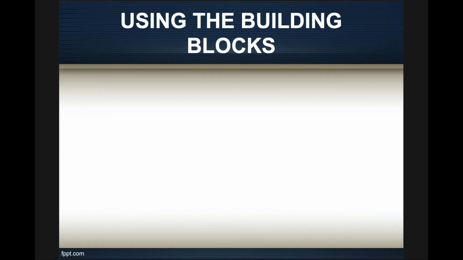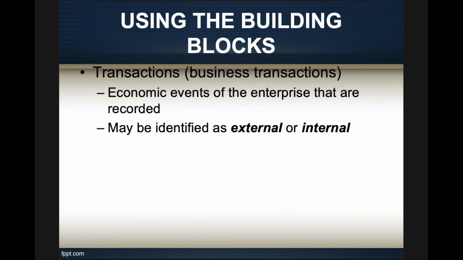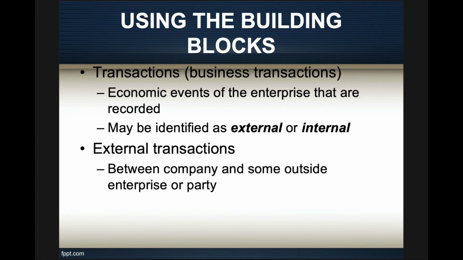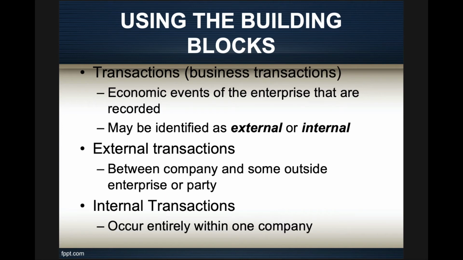So in accounting, the first process, remember, is identifying, right? So what are we going to identify? Transactions, specifically business transactions. So these are economic events of the enterprise that are being recorded. So it may be external or internal transactions. So external transactions happen between the company and some outside party, while internal transactions occur entirely within the company.